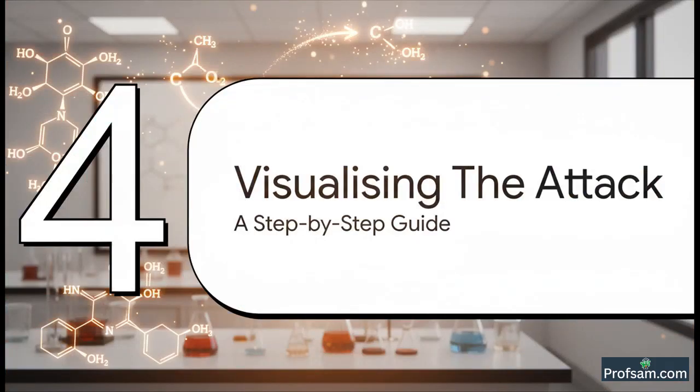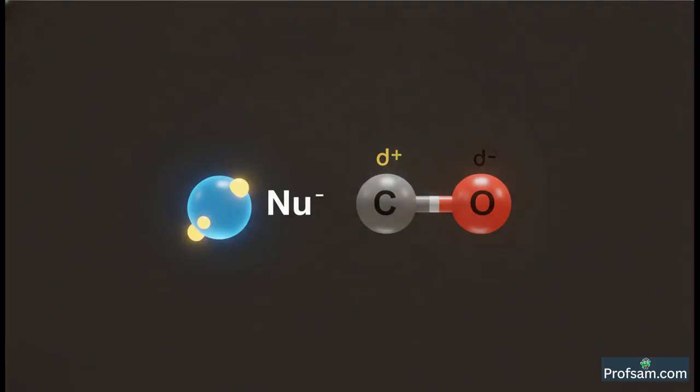Okay, the analogy is good. But now let's build a proper mental picture of the actual reaction. We'll go step by step to see exactly how this attack happens. So, step 1. Here is our target, the polar carbonyl group. See the delta plus on the carbon?